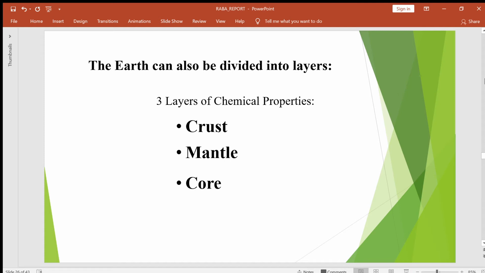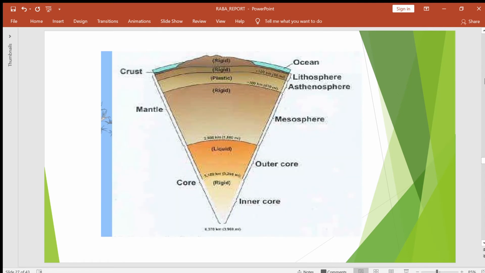The earth can also be divided into layers: crust, mantle, and core. Crust. The crust is part of the geosphere that has varied layers of density and thickness. It is comprised of oceanic crust and continental crust, although it is made up of different types of minerals and rocks. The crust mostly consists of oxygen, calcium, aluminum, sodium, silicon, potassium, magnesium, and iron.